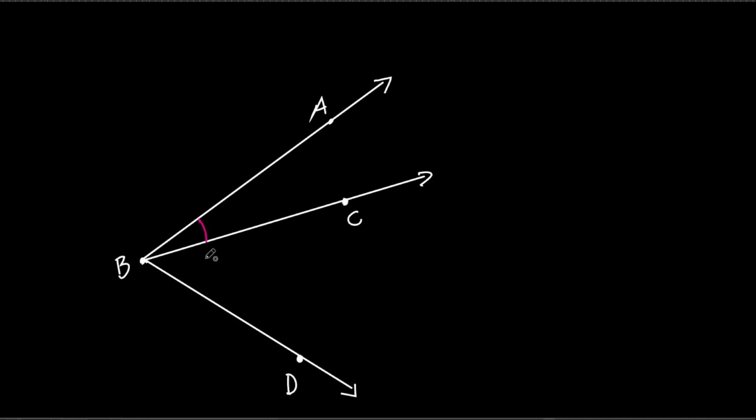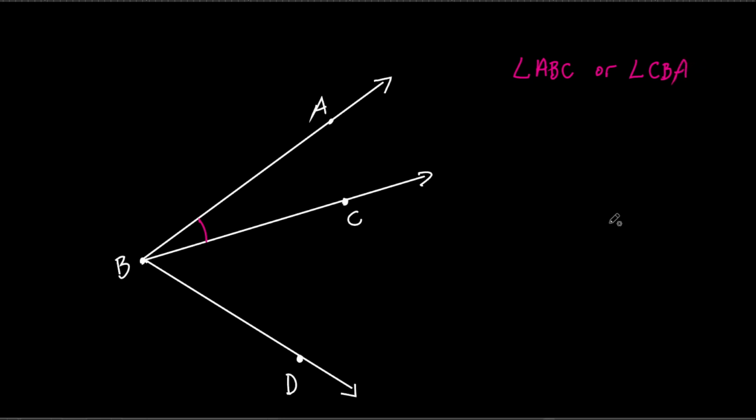So this is how we would label it. Everybody watch. If I wanted to talk about this angle right here, what would I call it? We'll call it the pink angle. I would call it ABC. Yeah. Or I could call it CBA. Angle CBA.